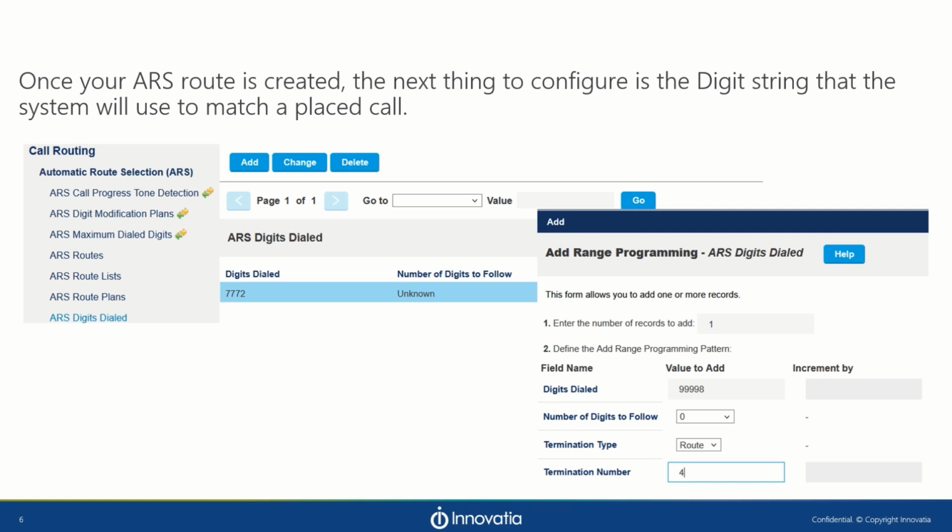So putting this all together, if I were to save this configuration, my users would then be able to dial 99998. The system would recognize those digits as belonging to an ARS digits dialed, which is then going to look up what the destination is for that particular string. In this case, it's going to be ARS route 4.